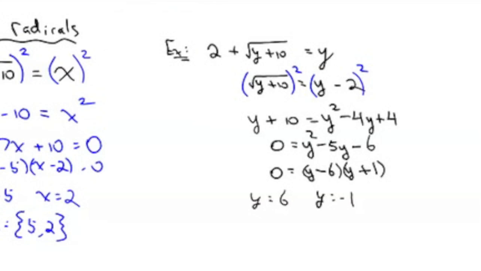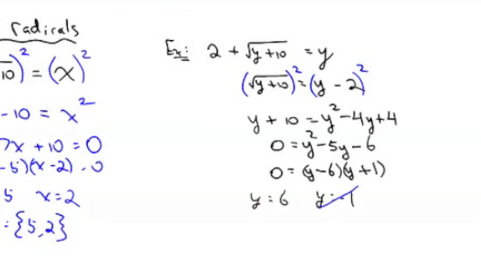It's because after you plug it in, it might not be a solution. Let's try 6. y is 6, 6 plus 10, square root of 16, 4 plus 2, 6, so it balances out rather well. Negative 1. Negative 1 plus 10 is 9. Square root of 9, 3 plus 2. But 5 is equal to y, which was equal to negative 1. That makes absolutely no sense.